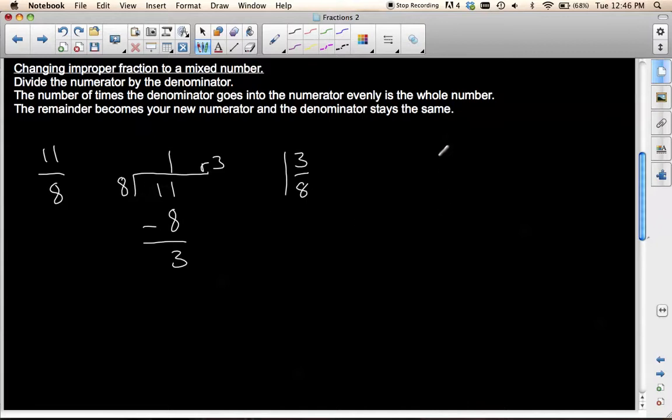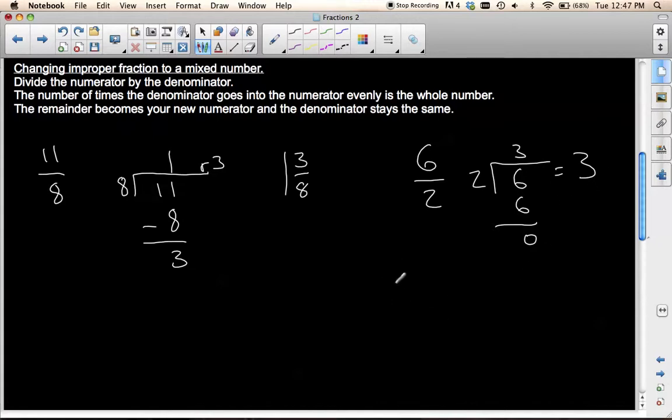So if we were to have something like 6 over 2, well, they tell us to divide 2 and 6. How many times can 2 go into 6? 3 times. So 6 over 2 reduced would actually be 3. It would end up being 3 as a whole number.